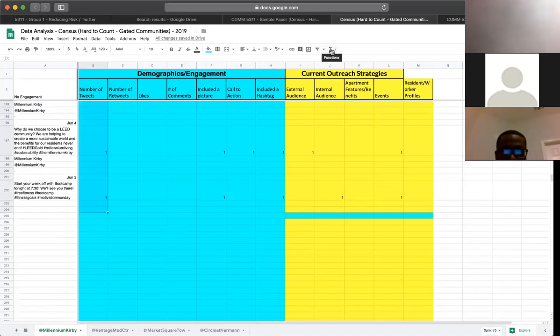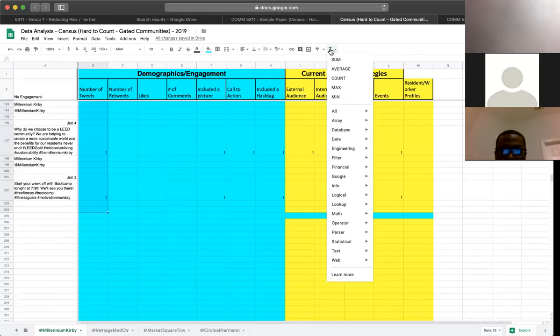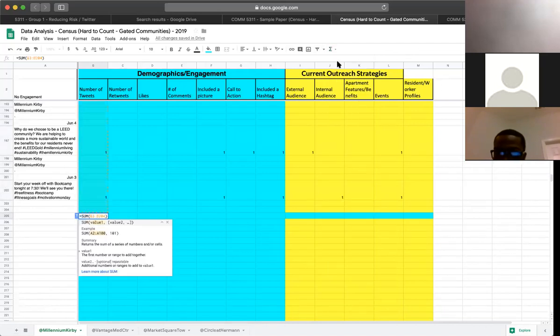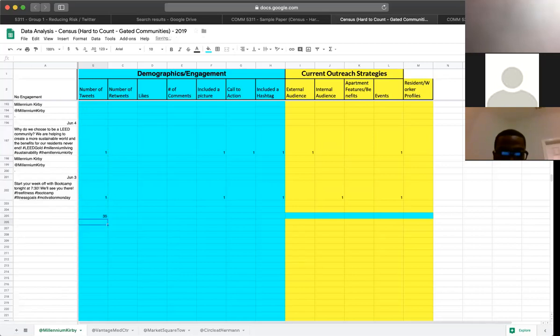I'm going to the auto sum up here in the upper right-hand corner. It's like a sigma. I'm clicking that, and I'm going to sum. I click sum, and it has this formula right here. If you know the formula, you could just put that in there too. Then just click it, and it auto calculates it. I'm an Excel nerd too.